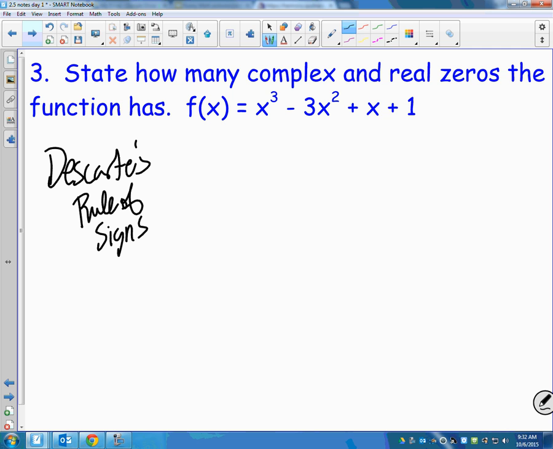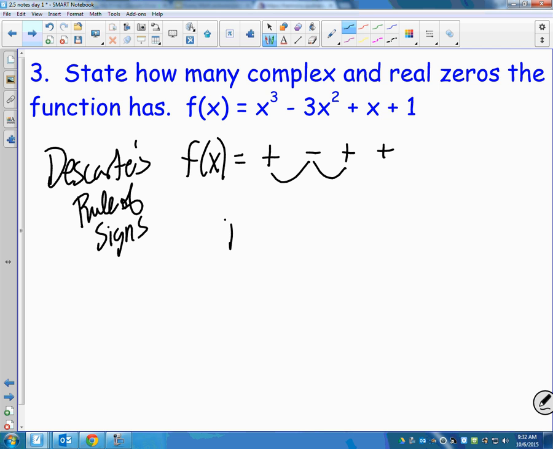So for possible positive real zeros, all you do is look at the signs of the numbers. I just always go through and write the signs. Positive, negative, positive, positive. Okay, was anyone getting that? Positive, negative, positive, positive. And I'm just going to count how many times it changed from positive to negative or negative to positive. So positive to negative, that changed once. Negative to positive, it changed again. And then it stayed positive. So it changed 2 times.